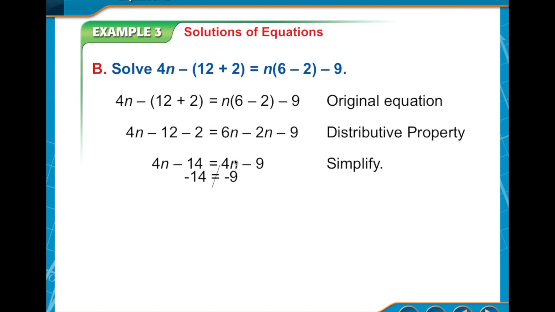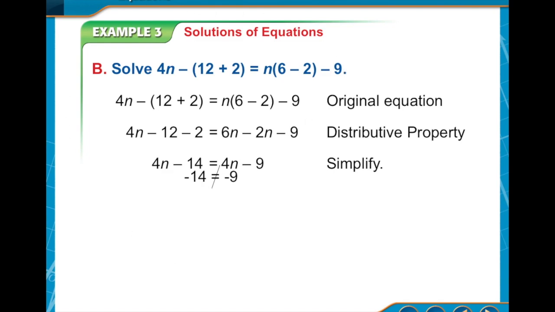Now, since we have the same number of n's on both sides, those are going to cancel out. So say I subtracted 4n from both sides, they would both disappear, and we would be left with this expression here. Now, is this a true statement? Does negative 14 equal negative 9? Well, we know it doesn't. Those are two numbers that are definitely unequal. So we know that this is a lie. This is not a true statement.